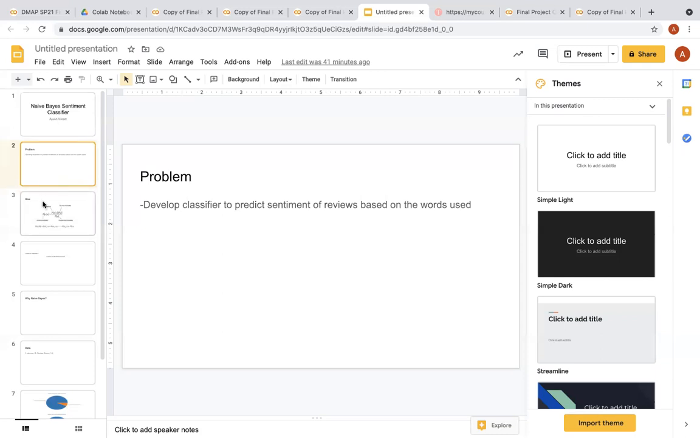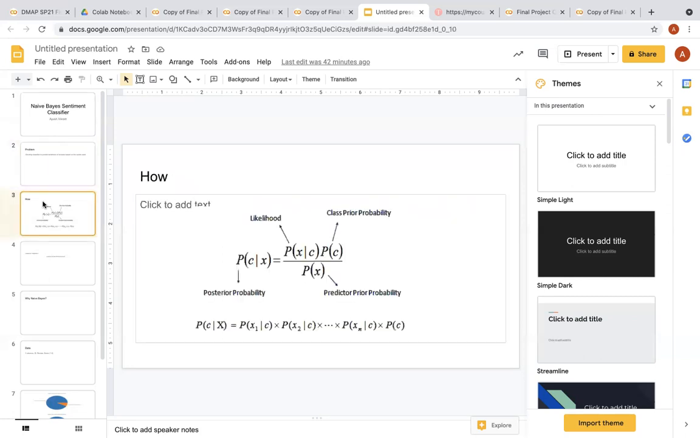So how are we going to develop this classifier? As I mentioned before, I wanted to use a naive Bayes approach. The naive Bayes is quite simple. We want to classify this posterior probability, the probability of C given X, where C is your class. The posterior probability is equivalent to the likelihood probability times the prior class probability, divided by the probability of X, your predictor prior probability. And this is just based on Bayes' theorem of calculating conditional probabilities.